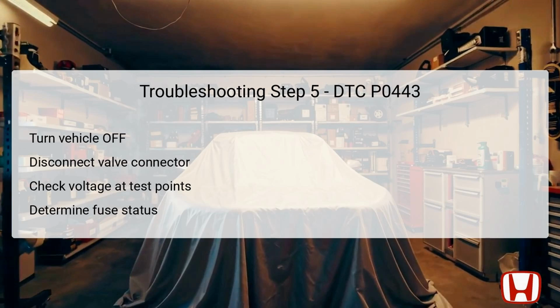Step 5 involves evaluating the voltage present in the IPV line to ascertain circuit integrity. Begin by powering down the vehicle, ensuring it is in the off lock mode. Disconnect the EVAP Canister Purge valve 2P connector, isolating its influence during testing. Once isolated, power the vehicle back up to on mode, which allows you to measure the voltage present at the connector. Checking the voltage between the designated test points will determine if battery voltage is being supplied correctly.